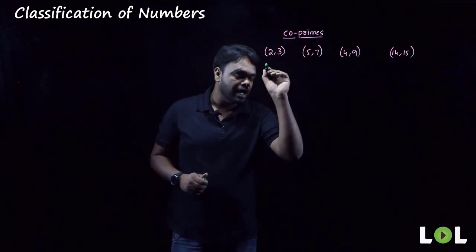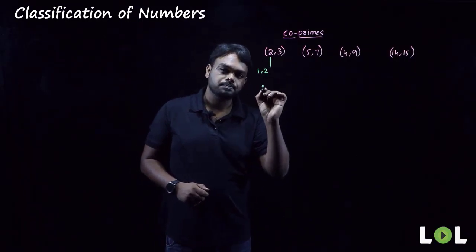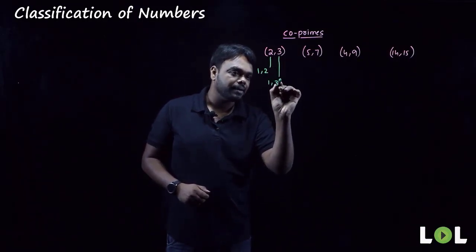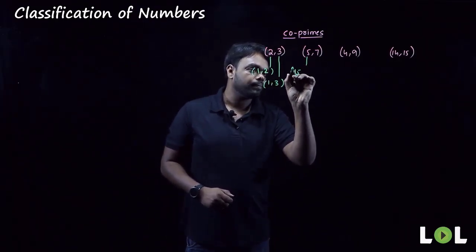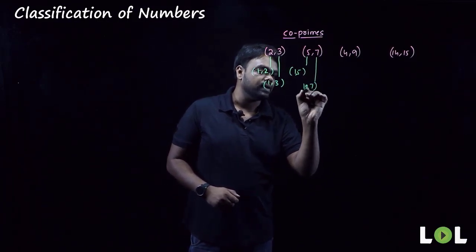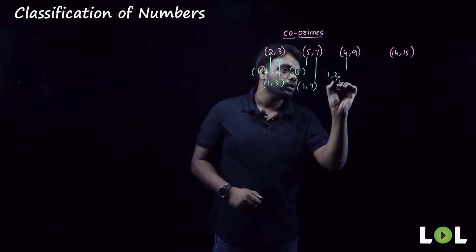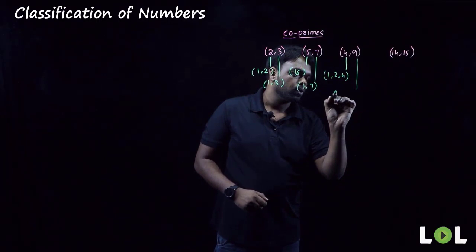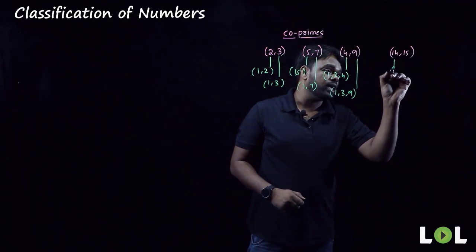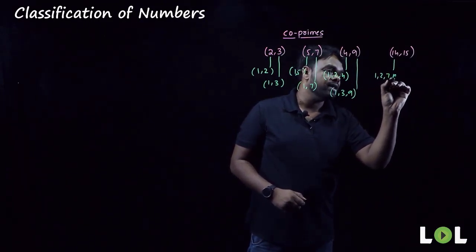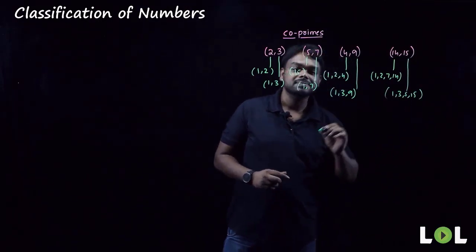Let us understand. Now, if I take 2, let me write the factors of 2. I'll get 1, 2. For 3, I'll get 1, 3. Likewise, for 5, I'll get 1, 5. For 7 as well, 1, 7. Now, for 4, if I write factors, I'll get 1, 2, 4. For 9, 1, 3, 9. Again, if I write for 14, 1, 2, 7, 14. For 15, 1, 3, 5, 15.